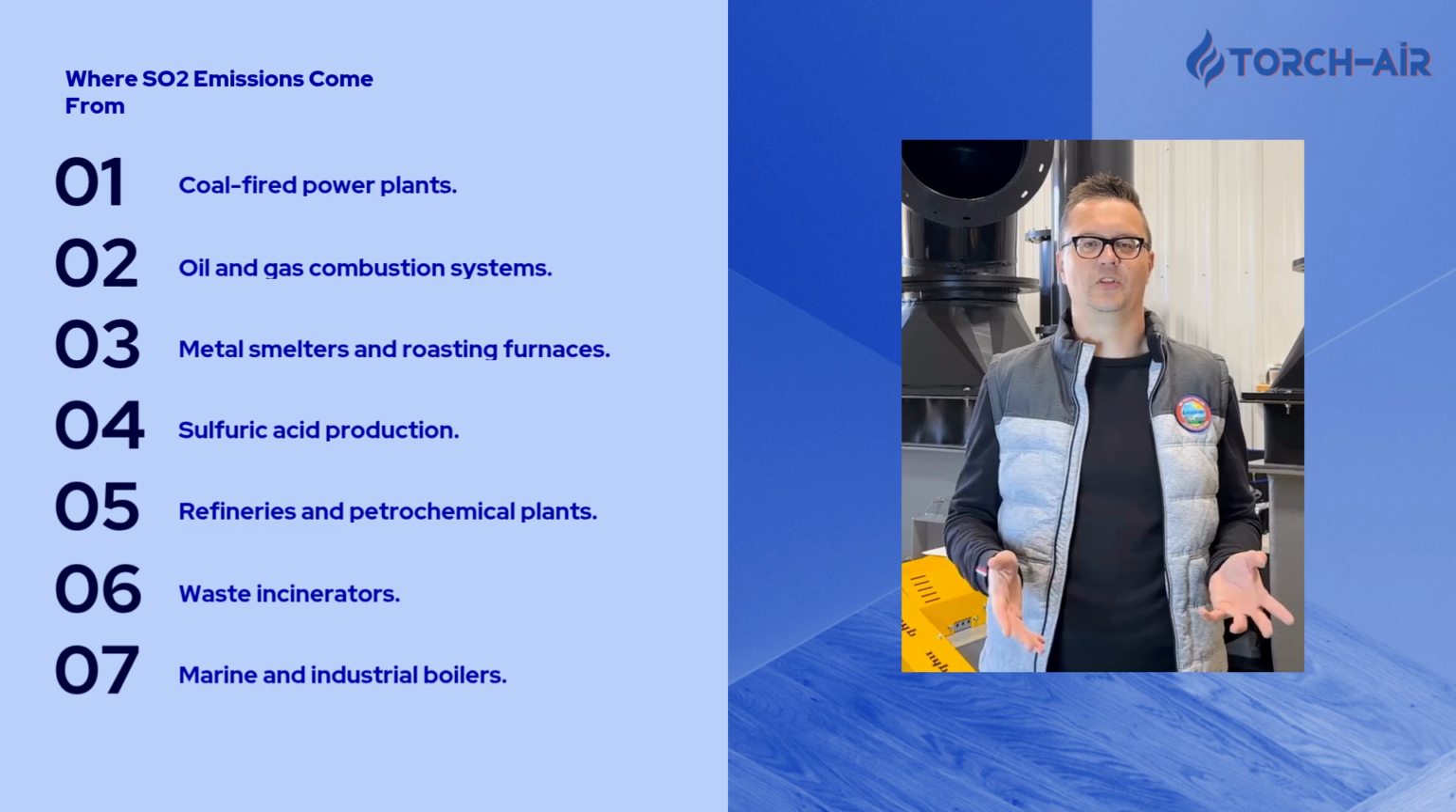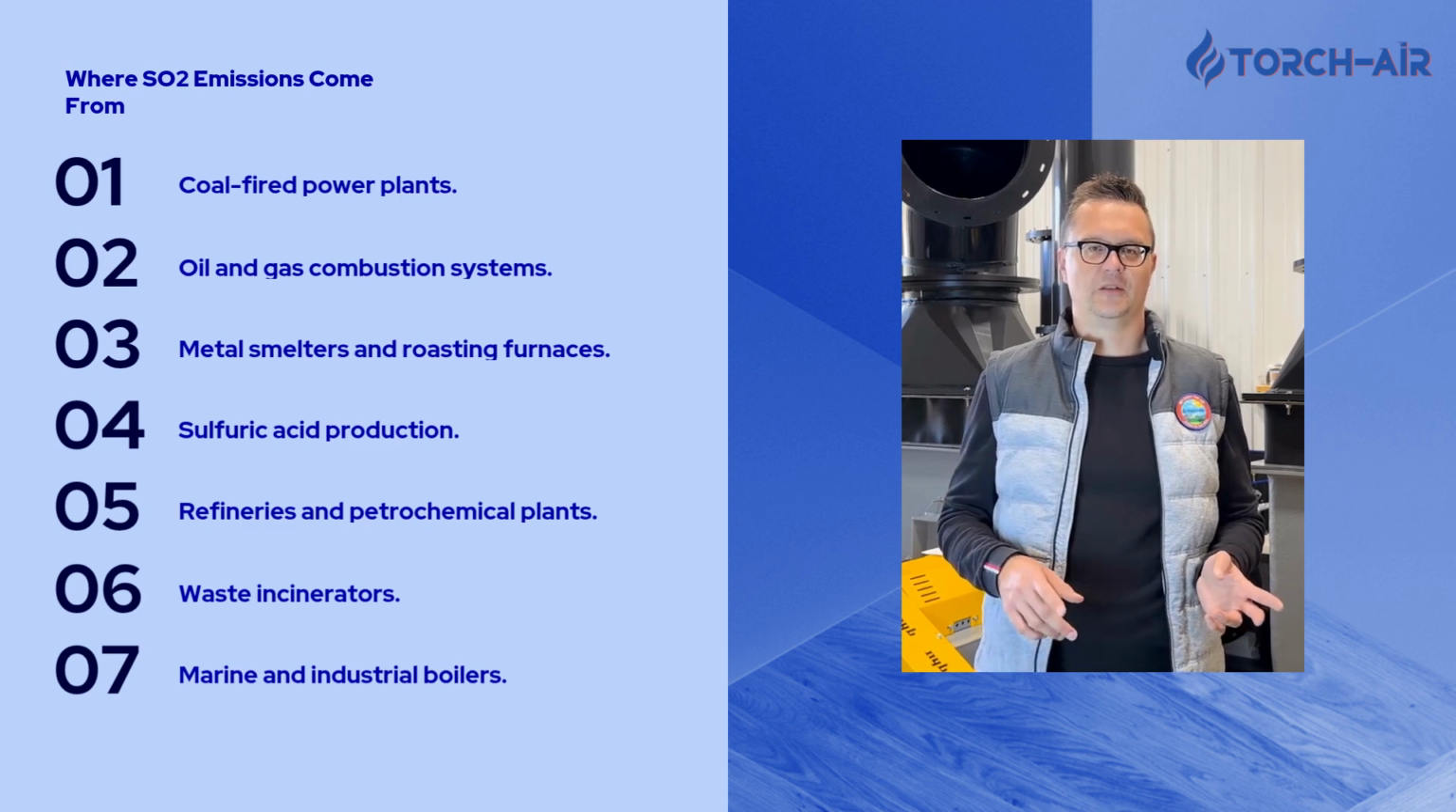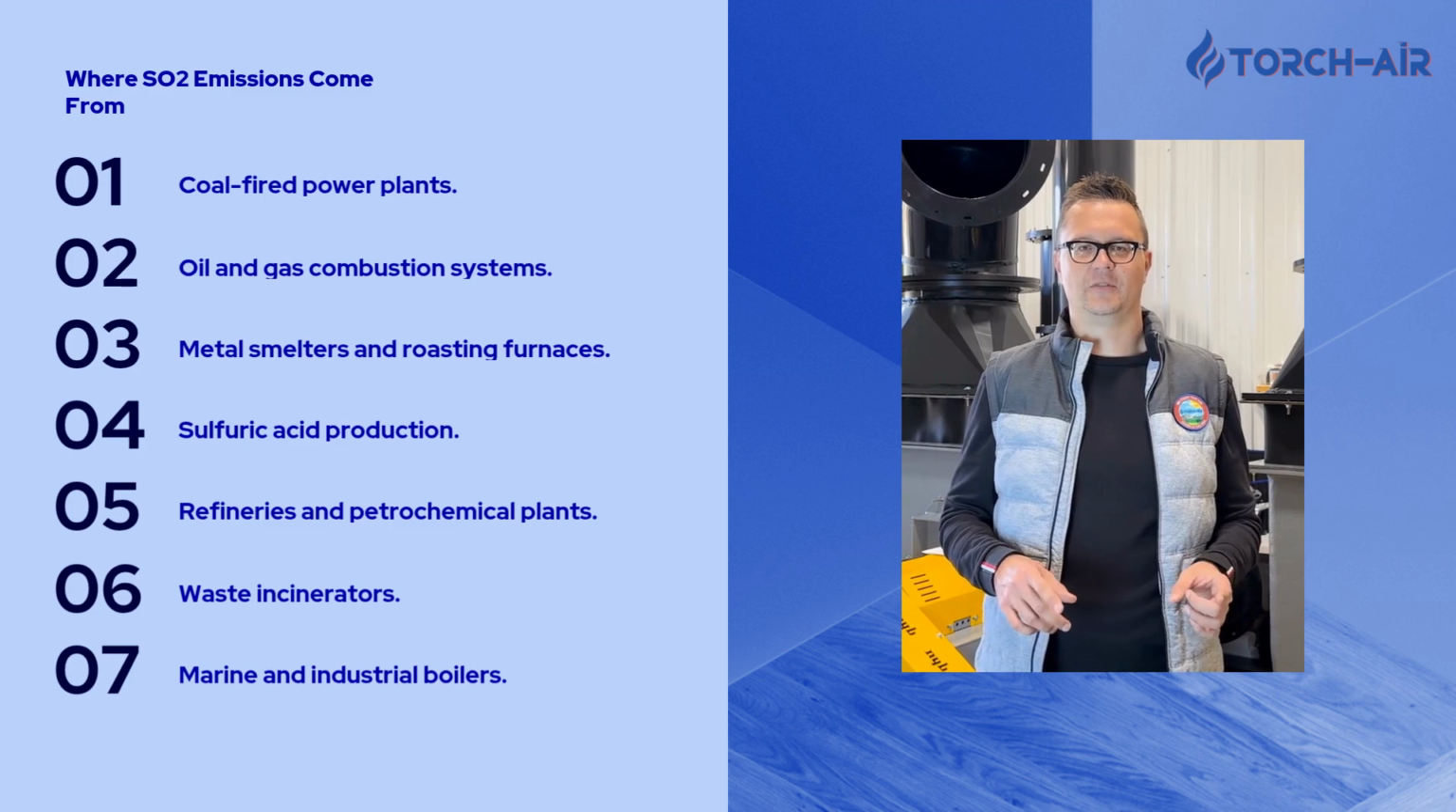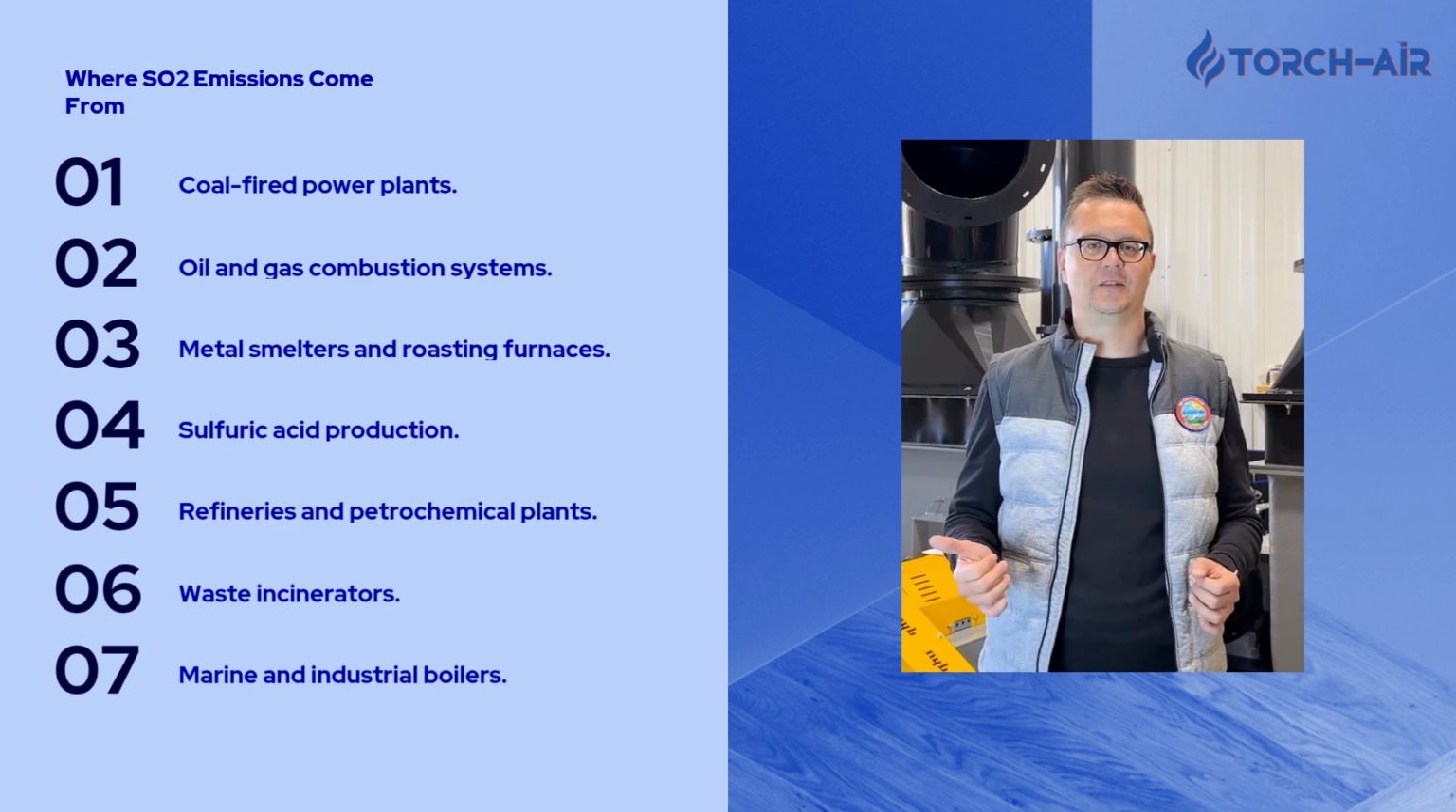Where SO2 emissions come from. SO2 emissions are common in first, coal-fired power plants, second, oil and gas combustion systems, third, metal smelters and roasting furnaces, fourth, sulfuric acid production, fifth, refineries and petrochemical plants, sixth, waste incinerators, seventh, marine and industrial boilers. Anywhere sulfur is present, SO2 follows.